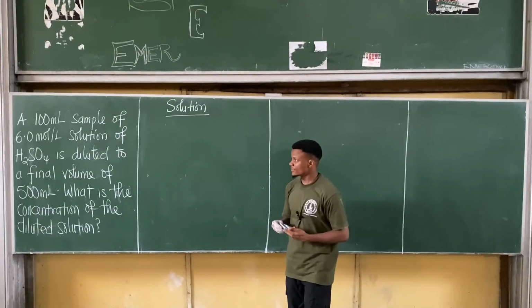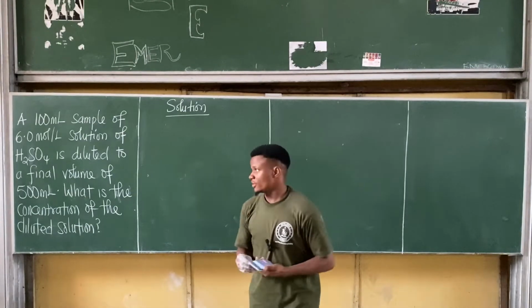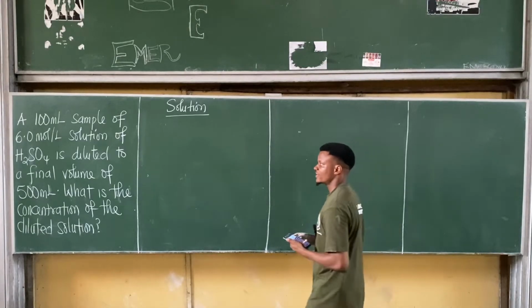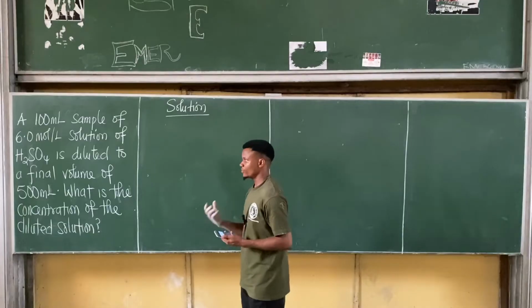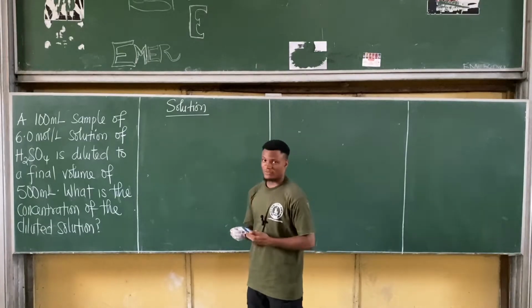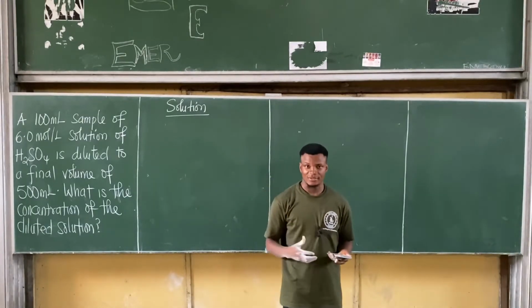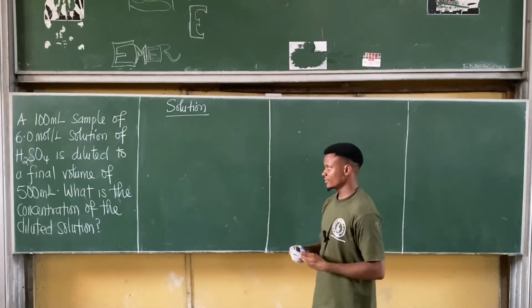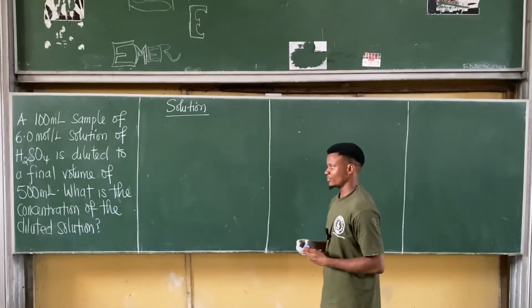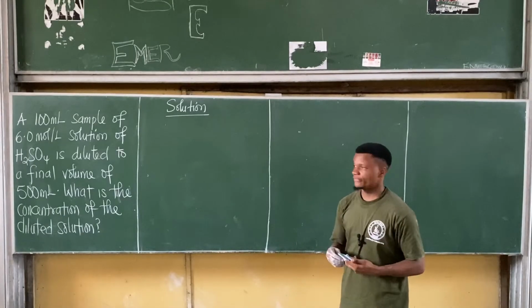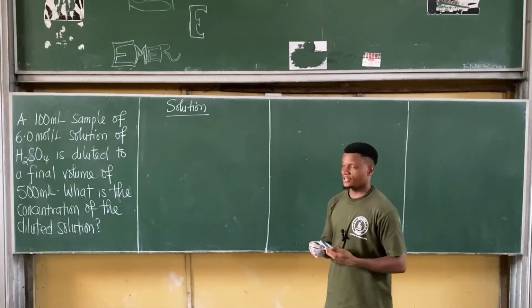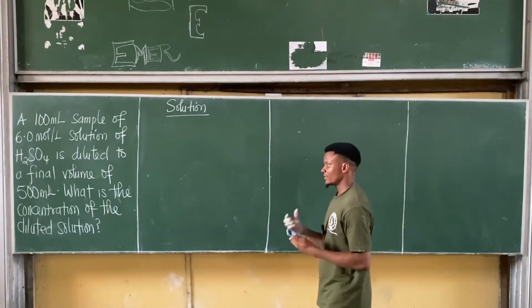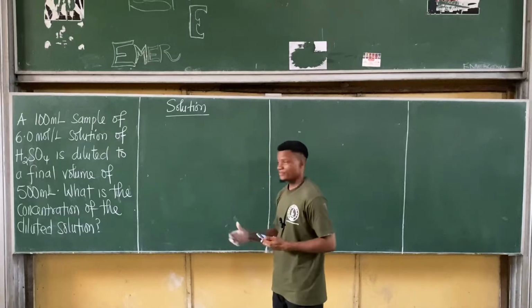All right, so let's see this example. This question says a 100 milliliter sample of 6.0 mole per liter solution of H2SO4, that's sulfuric acid, or also called hydrogen tetraoxosulfate 6, is diluted to a final volume of 500 milliliter. Full stop. What is the concentration of the diluted solution?